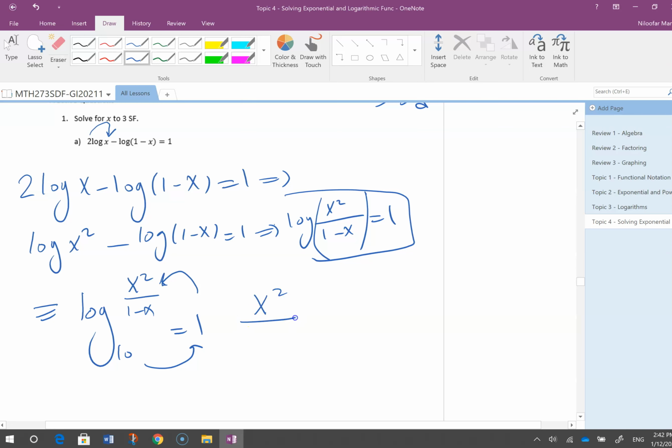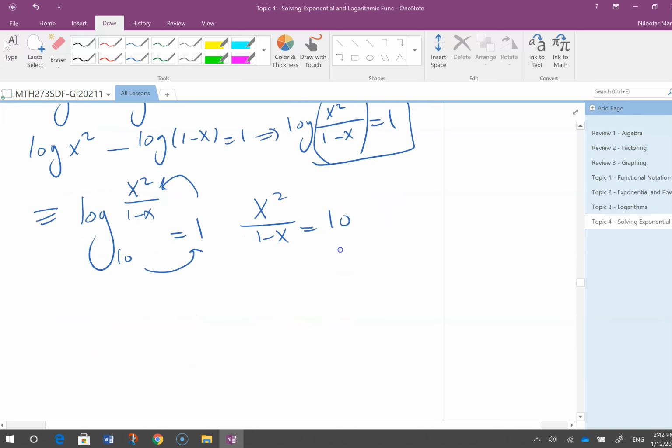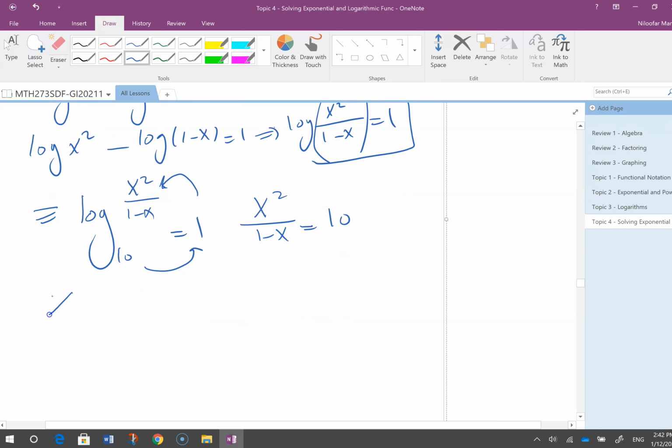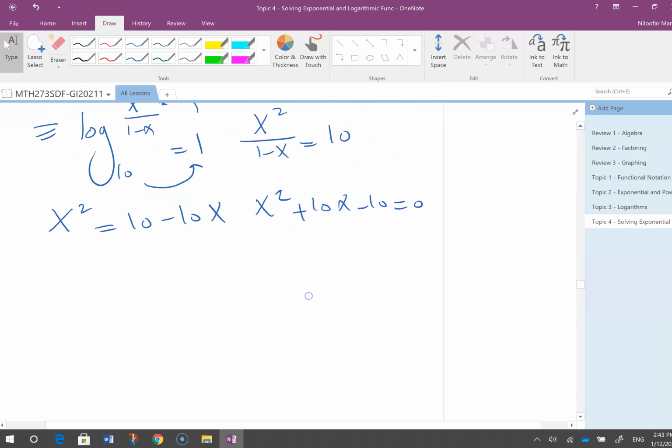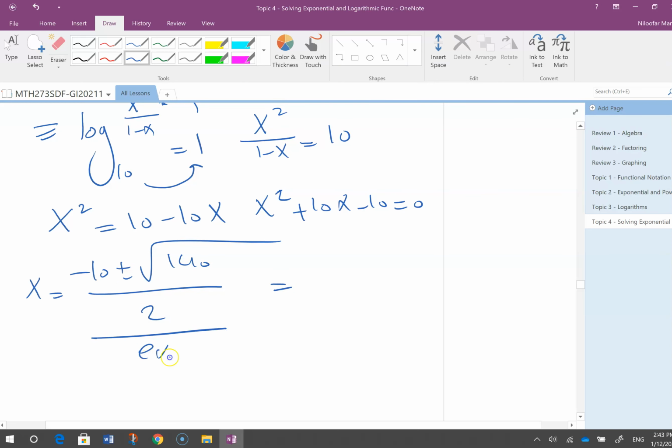So it's x squared over 1 minus x equal 10. Beautiful, let's solve it. X squared equals 10 minus 10x. So now x squared plus 10x minus 10 equals 0. Use the quadratic formula: x is minus 10 plus or minus the radical of 140, divided by 2. This is exact. And then I use my calculator for the answer with 3 significant digits.